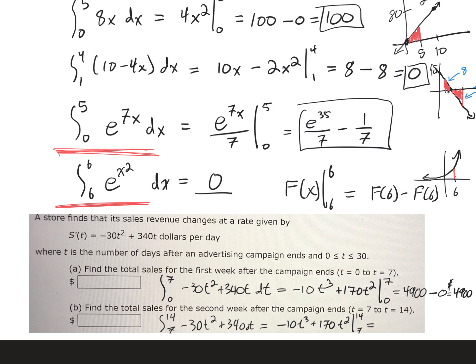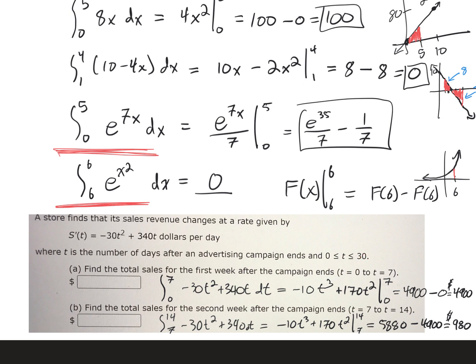Now when you plug in 14, we get 5,880. When we plug in 7, we still get the 4,900. So when you subtract these two, you should see that you have $980. If this is our business, we can verify that we got most of the benefit from this advertising campaign in the first week. In the second week, with this decrease, it's almost 1/5 of the productivity we had.